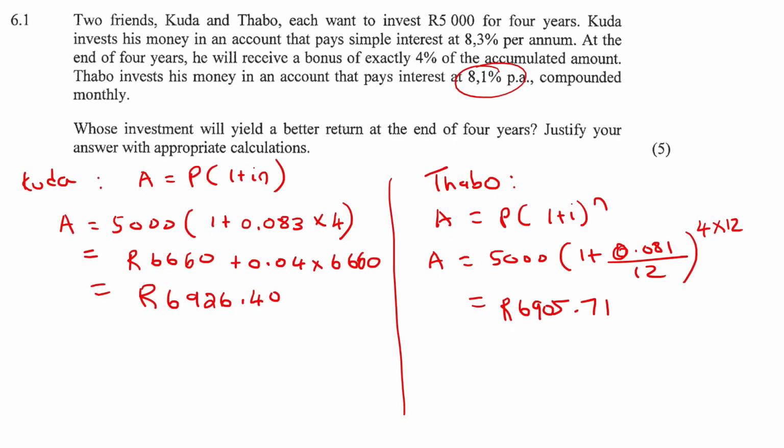So whose investment is the better return? Kuda. Usually compound would beat simple, but because they gave this little bonus at the end, it made a bit of a difference. And also this one's 8.3%, this is 8.1, although this one is compounded monthly. But so who gave the better investment? Kuda. Kuda investment is better.